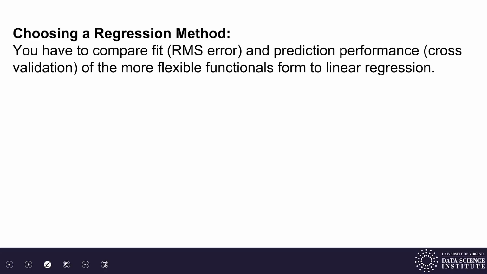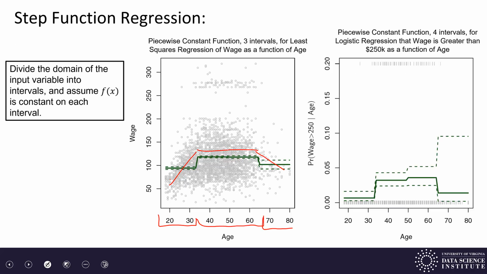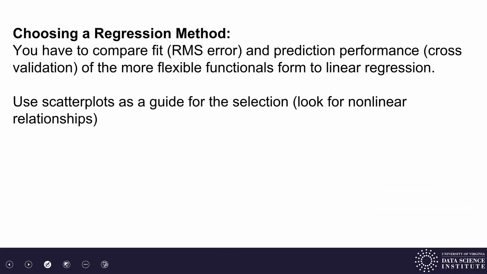So choosing a regression model, how do we choose these? We have to compare our fit in error and prediction performance using cross-validation of these more complicated models to choose, say, the degree of the polynomial or whatever functional form we're going to choose for our regression. We also use scatter plots as a guide. We want to look for nonlinear relationships. For example, if I look at the scatter plot that we've been talking about a couple of times, wage as a function of age, I might say, hey, there's something nonlinear going on, and maybe I would guess a second-degree polynomial, and I would try a fourth as well just to try it. And it seems like the fourth would be a good predictor based on our plots from previously.